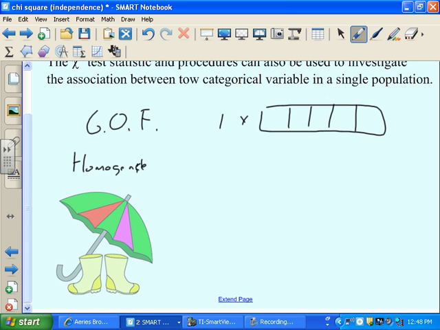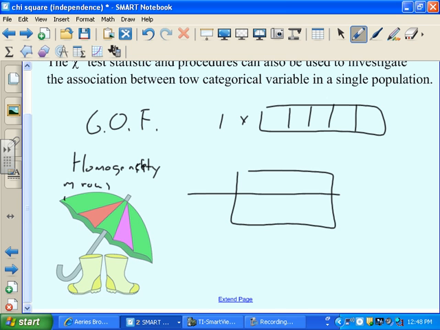The one we just did, which was homogeneity, I still spelled it wrong. That is multiple rows, multiple columns. So I'm going to say homogeneity, multiple rows, multiple columns. And here's the deal. For homogeneity, these are going to be different populations. I'll say it again. Different populations. We're looking at consumers versus dentists. Is their opinion the same or is it different?